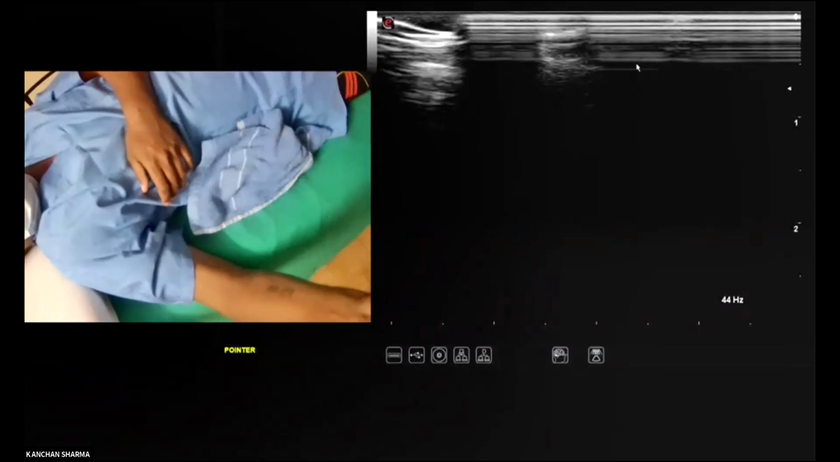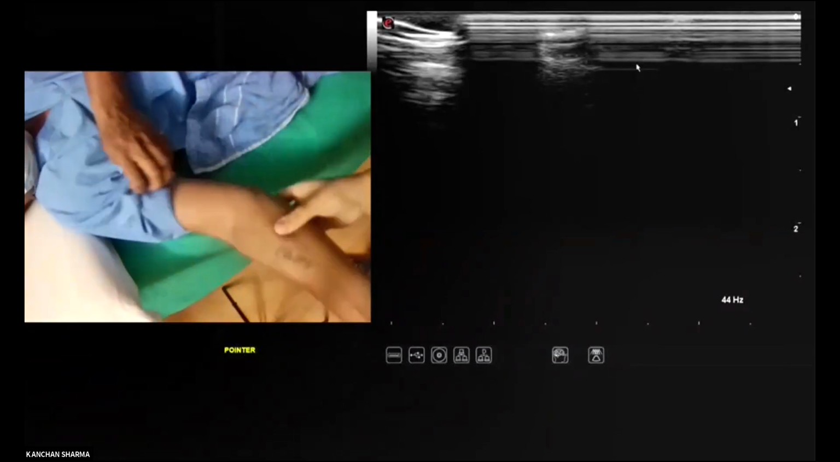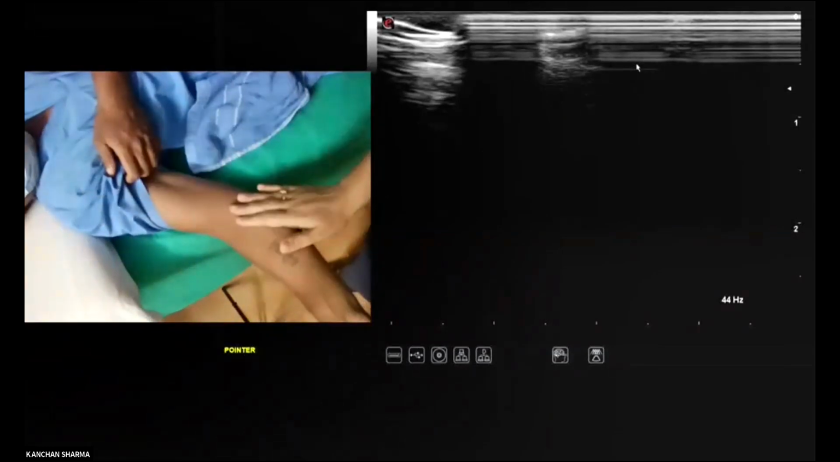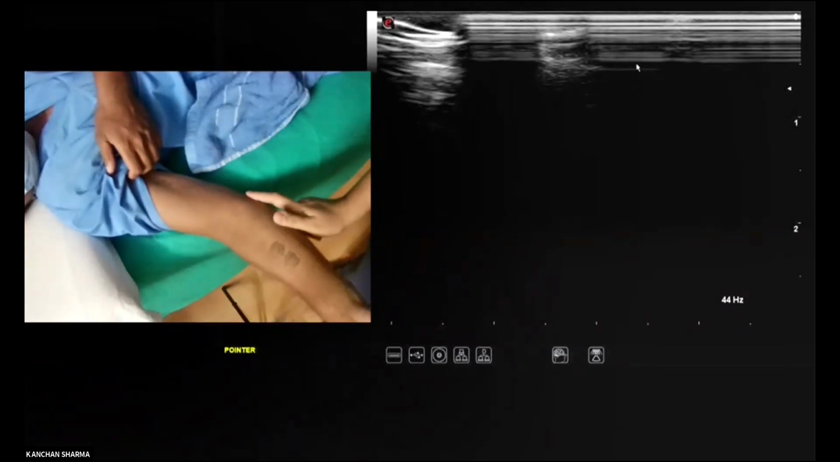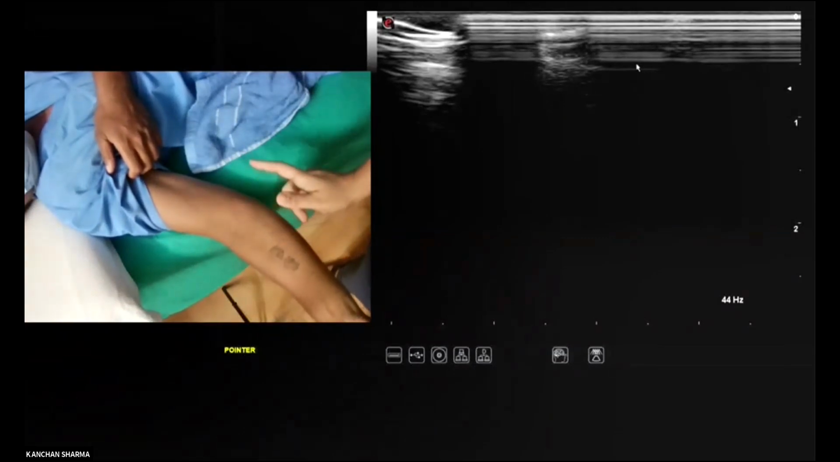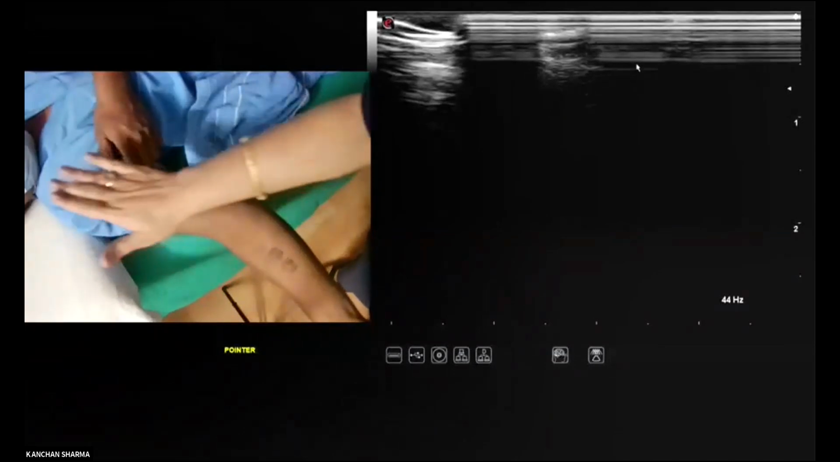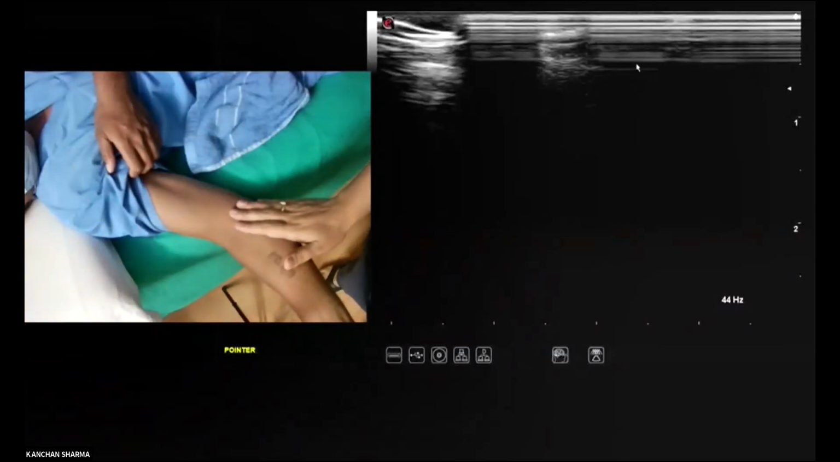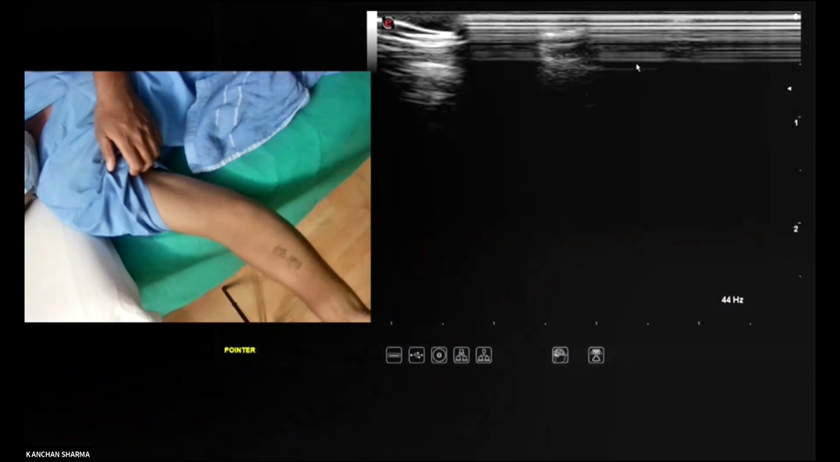I hope it is visible now to you. So see, he is lying down in the supine position because I want to go for the dynamic examination of the ulnar nerve also. Either you will do it in the supine position or sitting. You want to ask me something?